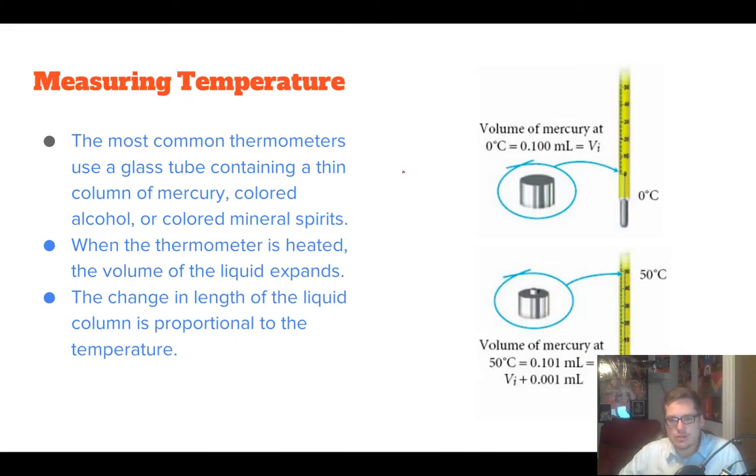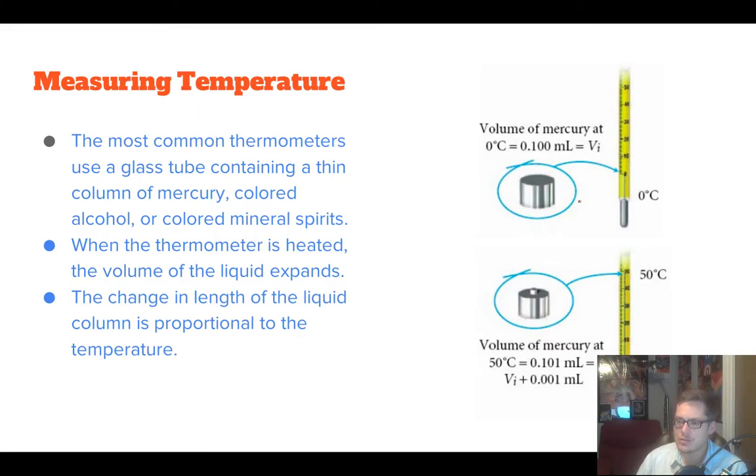Now, in order to measure temperature, there's lots of different ways, but the one we're focusing on here is using that idea of thermal expansion to help us measure temperature. So here you've got a thermometer that's got mercury in it, and lots of old school thermometers used mercury because mercury is an element and it's metallic, so that means it's really heavy, has a consistent density, but it's also poisonous, so that's why we don't use it very much anymore.